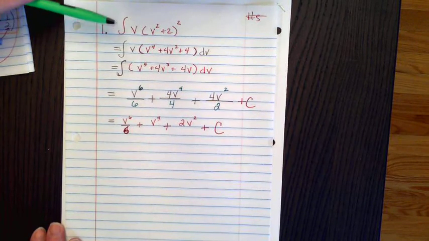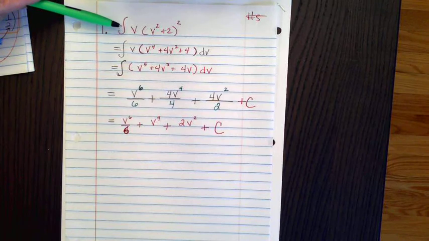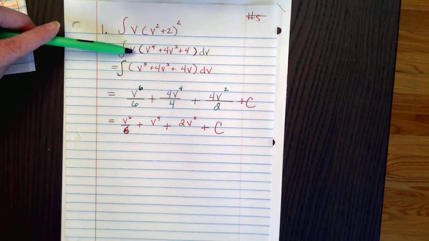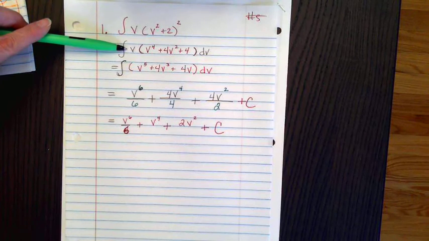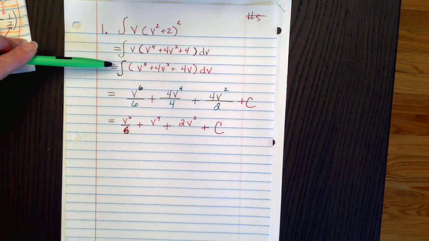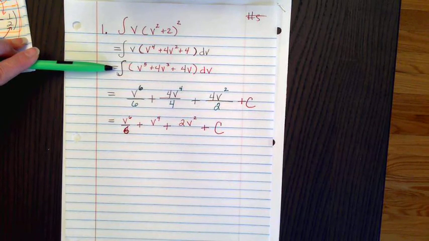To start with, what we're going to do every time something can be easily simplified, as this one can, is simplify it. We can distribute the v squared plus 2 times v squared plus 2 to get v to the 4th plus 4v squared plus 4, and then distribute a v, so we get the integral of v to the 5th plus 4v cubed dv. And this is our indefinite integral, and we'll just use the power rule to integrate.